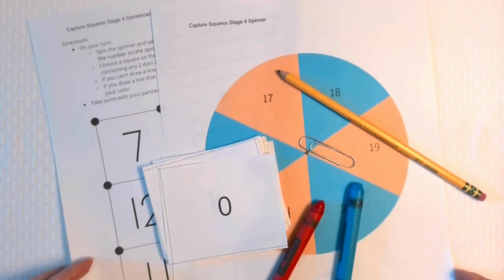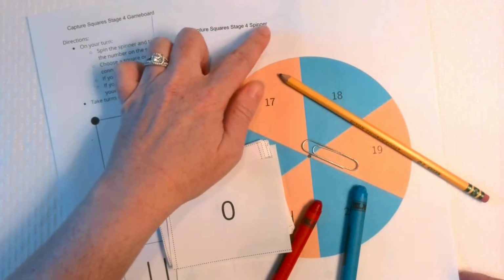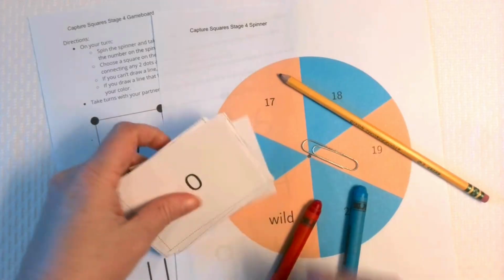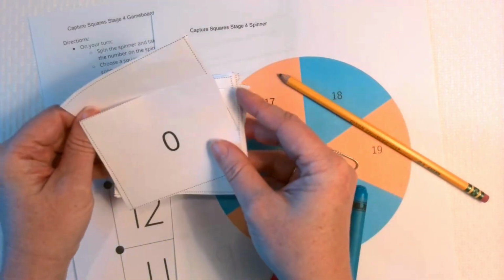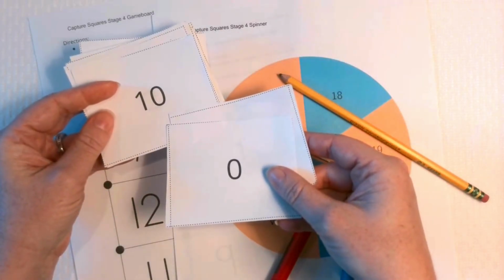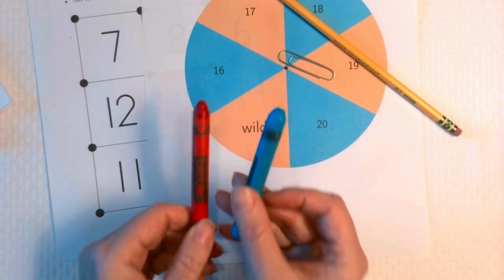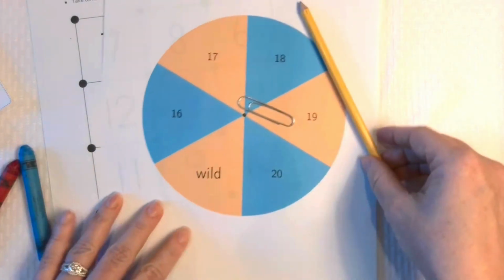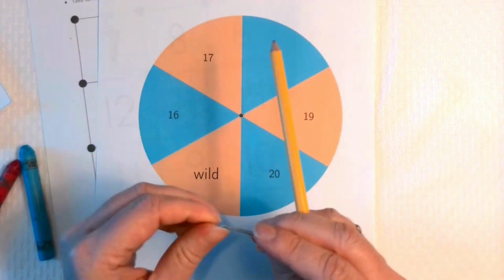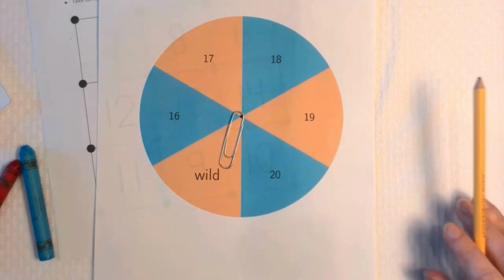For our game today, we will need the stage 4 game board and the stage 4 spinner from Illustrative Math. We will also be utilizing all of the number cards, which of course is the set all the way from 0 to 10. We will need two coloring utensils of two different colors. They might be crayons or markers or highlighters. And lastly, in order to turn this into a spinner, we will need a pencil and a paper clip so that we can spin like that.